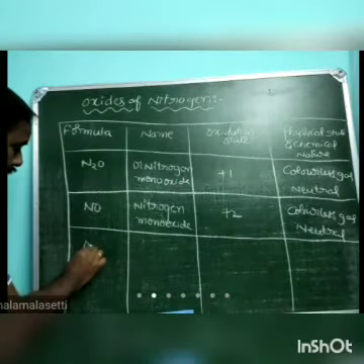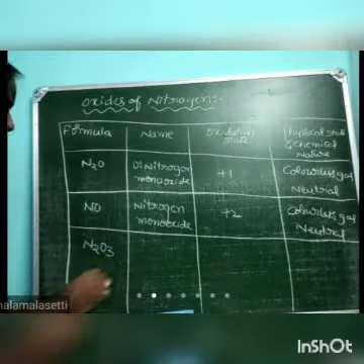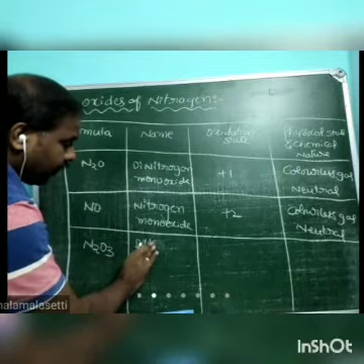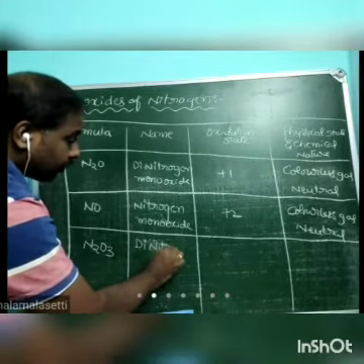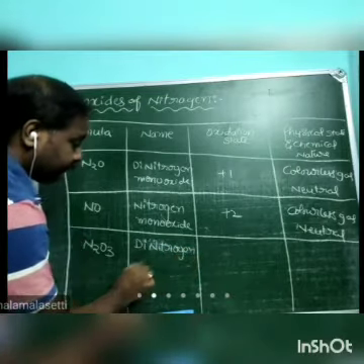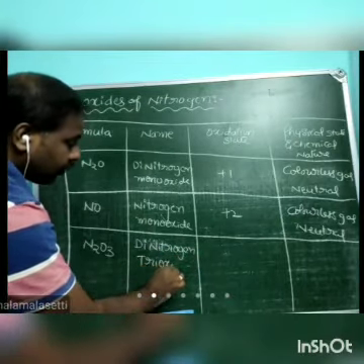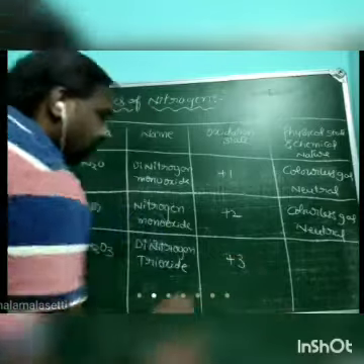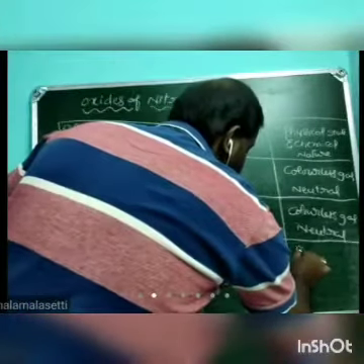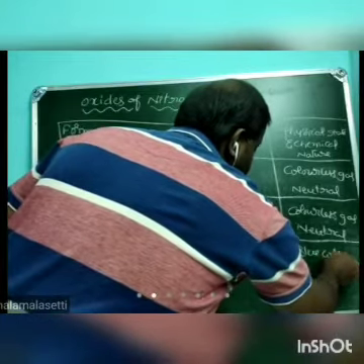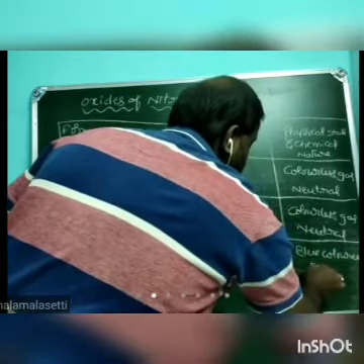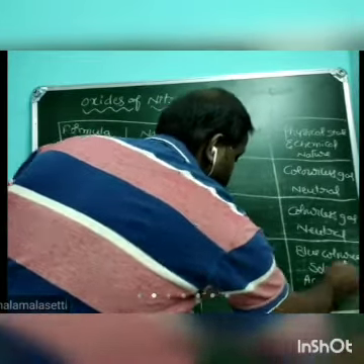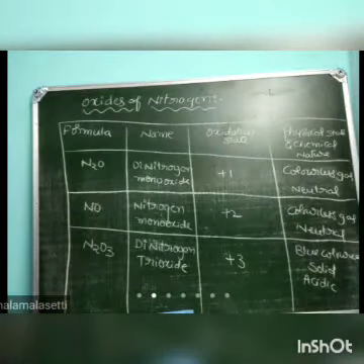Next, the third one, N2O3. It is called dinitrogen trioxide. The oxidation state of nitrogen is +3. It is a blue colored solid. And its chemical nature is acidic.